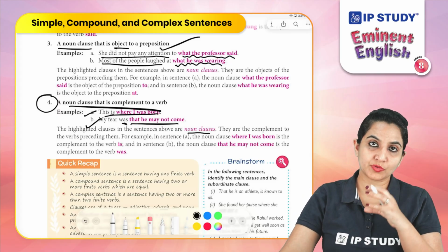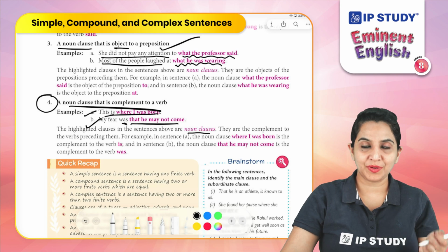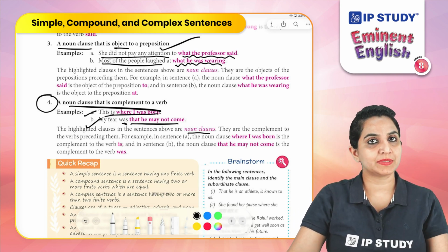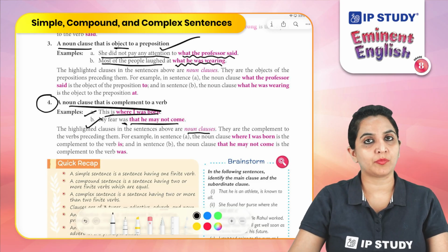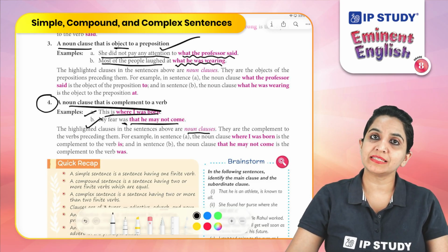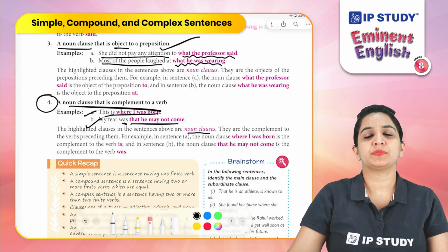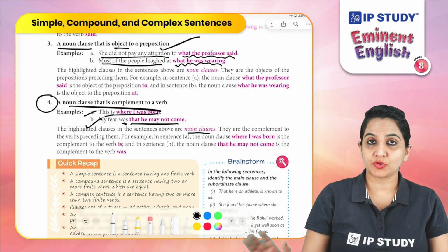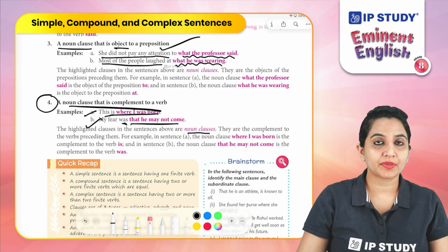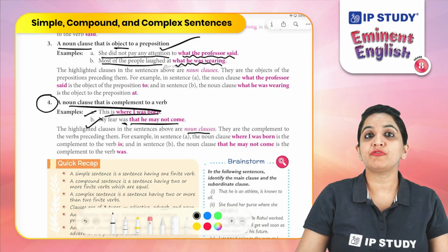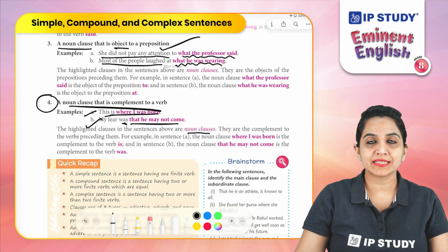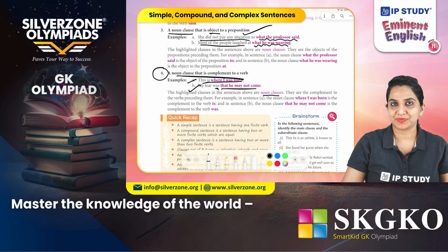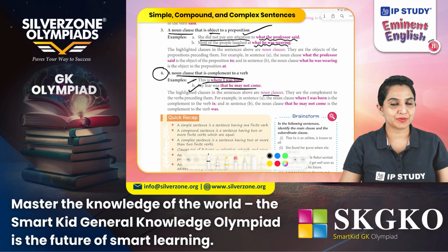Right? So this was all about simple, compound and complex sentences. A simple sentence has a subject and a verb and one finite verb. Compound sentences are formed by joining two simple sentences and they have two finite verbs. They're always joined by using conjunctions. Complex sentences, they have two clauses, right? And they have more than two finite verbs. So, this is all about it.